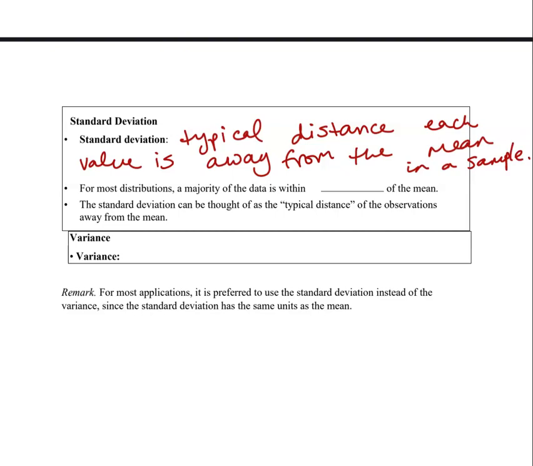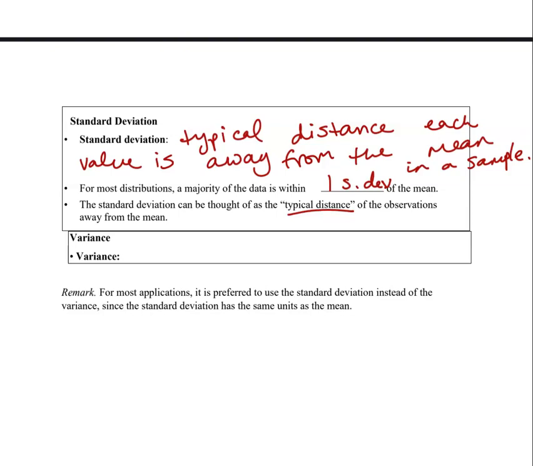For most distributions, a majority of the data is going to be within one standard deviation of the mean, and we'll get more precise about what we mean by that later on. And like I said, here's the definition. The standard deviation can be thought of as a typical distance. I just really like that definition and that term. You want to keep reminding yourself that that's a distance.